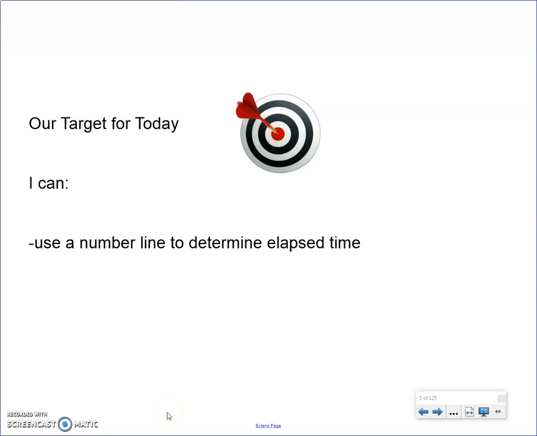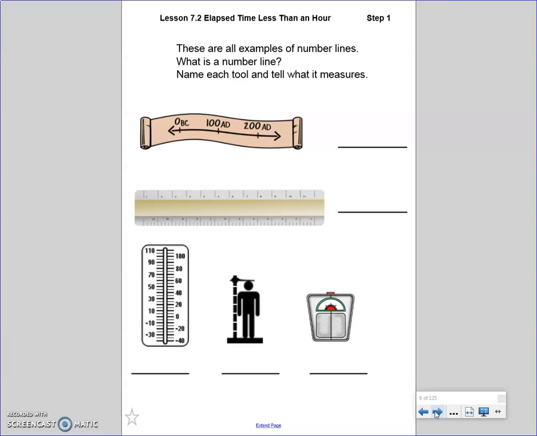Good morning, third grade. Our target for today is: I can use a number line to determine elapsed time. These are all examples of number lines. Number lines are a tool that we can use to measure different things. We've used number lines in third grade before.